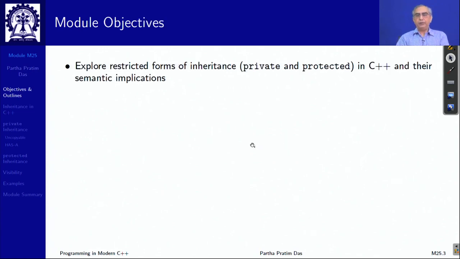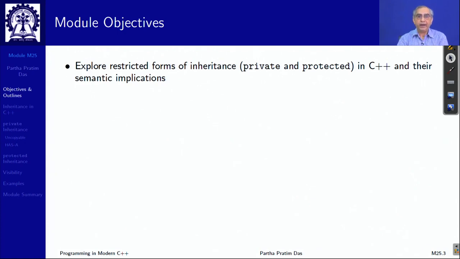In the present module, module 25, I will talk about certain more forms of inheritance, or rather it is even questionable whether I should call them inheritance, but they are available in C++. They have very limited use, but unless I tell you what they mean, it is quite possible that you might use them and get into trouble.